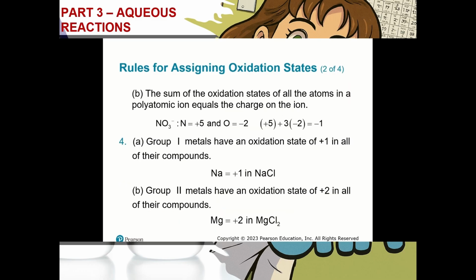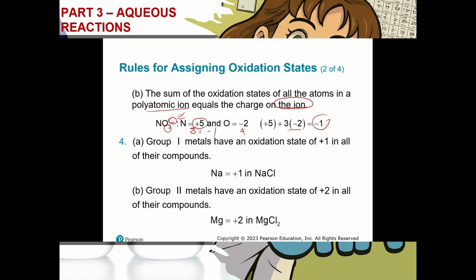So, rules for assigning oxidation states, continued. We're going to have a lot of rules, but I'm going to reduce that for you. With practice, you're going to memorize every single rule. The sum of the oxidation states of all atoms in a polyatomic ion equals the charge of the ion. So here I have a -1, so the summation of the charges must equal -1. I have 3 oxygens, so 3 times -2 over here, and I have +5 for nitrogen. When you add all together, I get -1, which matches the charge of the polyatomic ion.